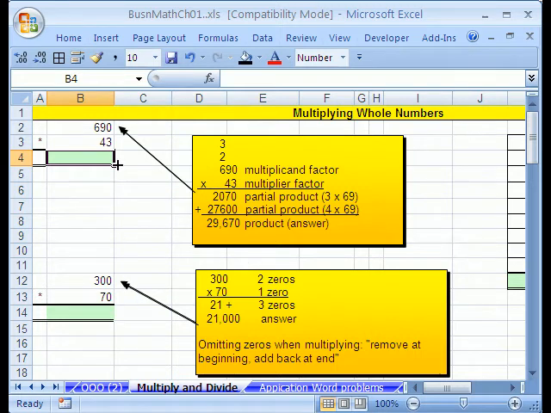Let's go ahead and do it right here. Equals this, the multiplication symbol, the asterisk, times this. And we should get the product, 29,670.